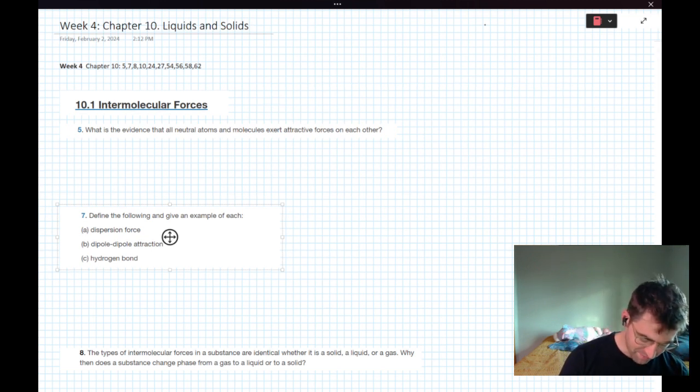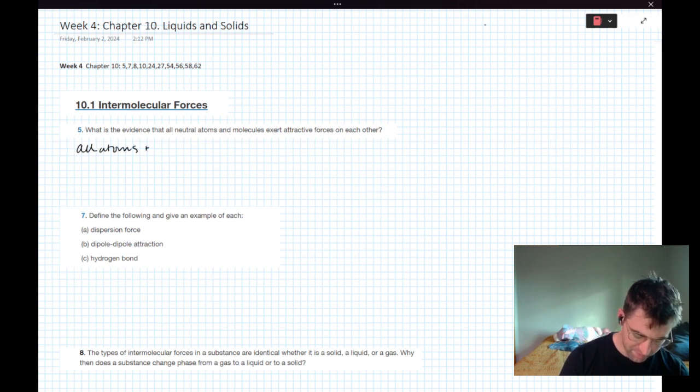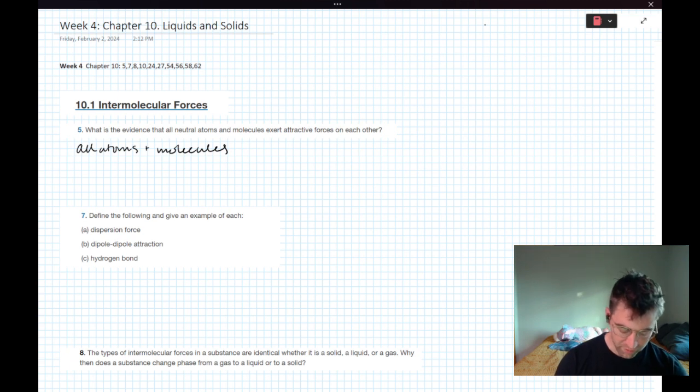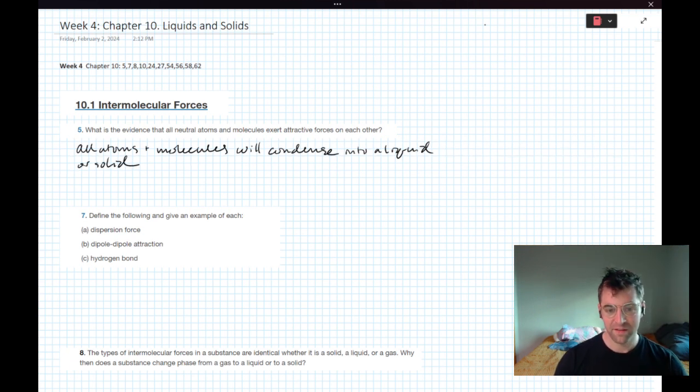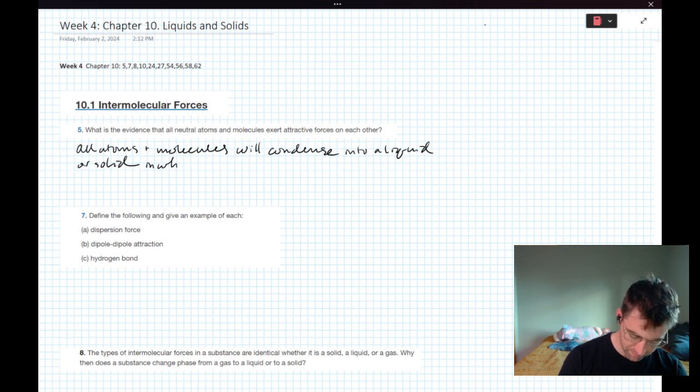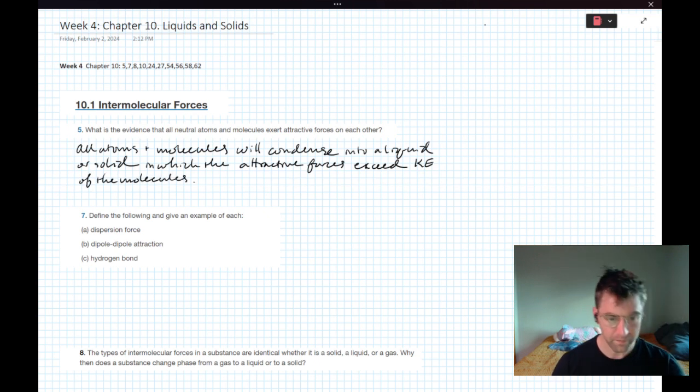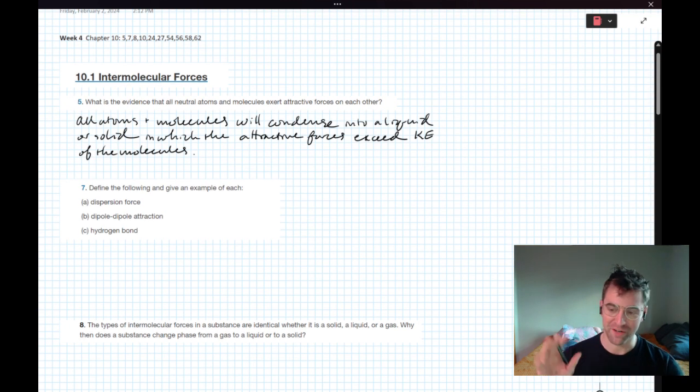So, all atoms and molecules will condense into a liquid or solid in which the attractive forces exceed the kinetic energy of the molecules. And there's a footnote here: at sufficiently low temperature.